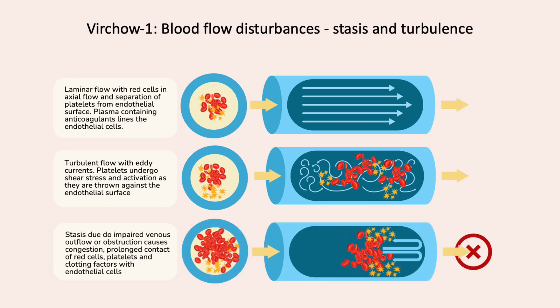Stasis, meanwhile, occurs from impaired venous outflow or obstruction that causes congestion. Now, prolonged contact of red cells, platelets, and clotting factors with endothelial cells can then predispose to the development of thrombosis.